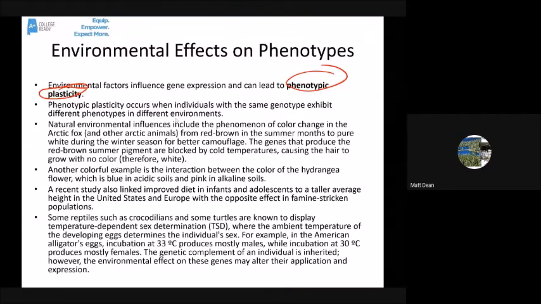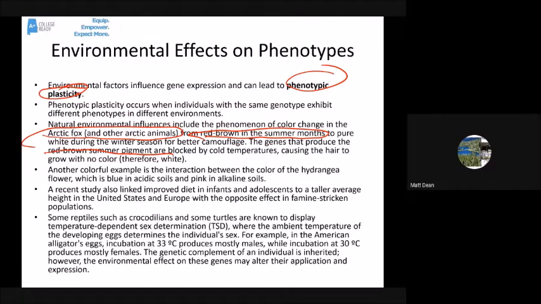Let's talk about phenotypic plasticity, though, for a second. A good example of this is the Arctic fox. They tend to be red and brown in the summer months, but they turn pure white in the winter. Turns out that the genes that produce the red-brown pigment are blocked by cold temperatures. So they're inhibited by cold temperatures, and that causes the hair to grow with no color.